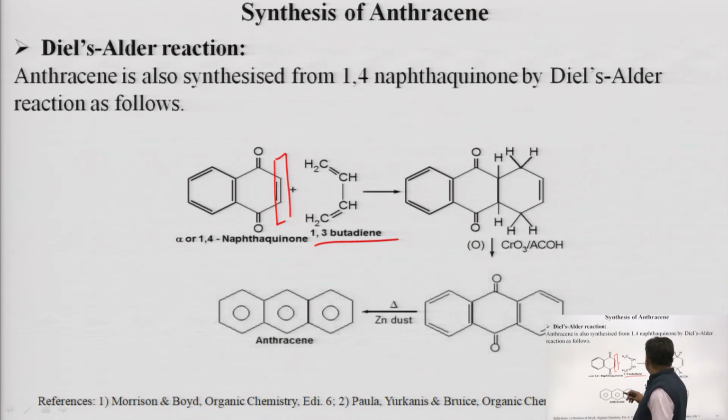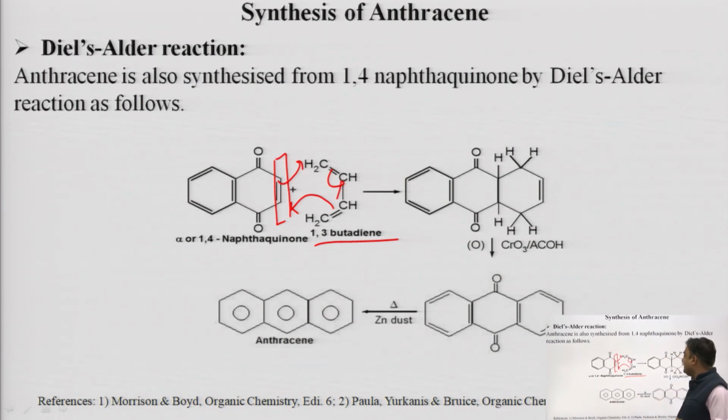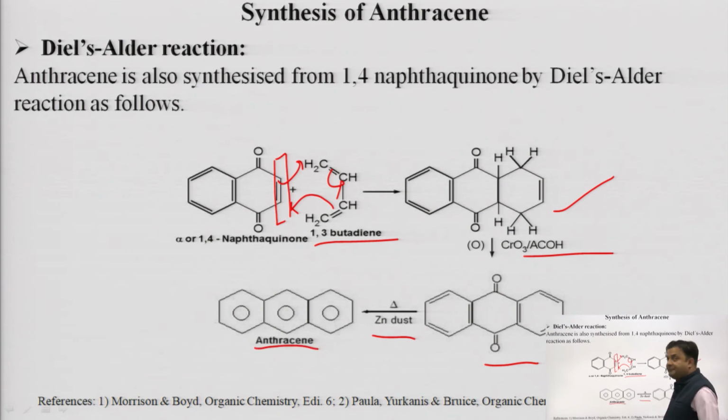So what is happening actually here? Like this. 1,4-naphthoquinone, when treated with 1,3-butadiene, gives an adduct via Diels-Alder reaction, which on oxidation gave 9,10-anthraquinone, and after getting this product, it's very easy to obtain anthracene. We just make this product undergo reduction reaction in the presence of zinc dust. When we heat this product, we are getting anthracene.